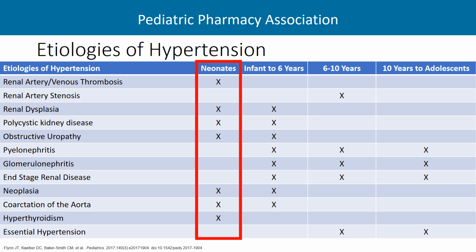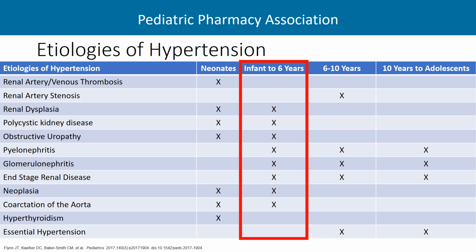obstructive uropathy, which is when there is obstruction that does not allow the urine to get through the urinary tract. Neoplasia is another one, which is essentially an uncontrolled growth that occurs in the kidney. So essentially thinking of a tumor being in the kidney. Coarctation of the aorta, as mentioned before, essentially narrowing of the aorta, which makes it difficult to pump out blood to the rest of the body, and hyperthyroidism. You could imagine with these various etiologies that there's a buildup of pressure or volume that can result in a secondary cause of high blood pressure.